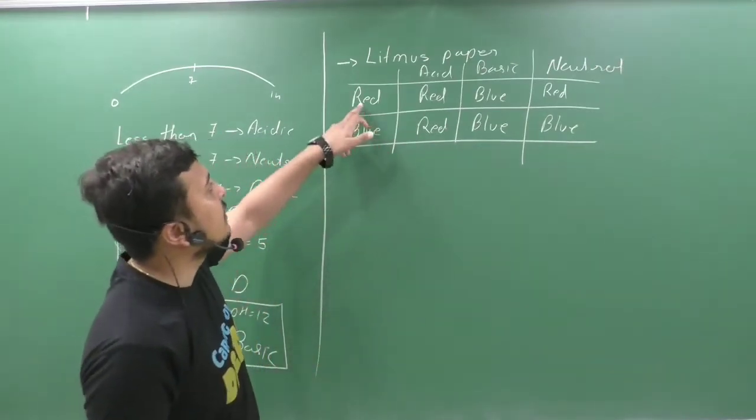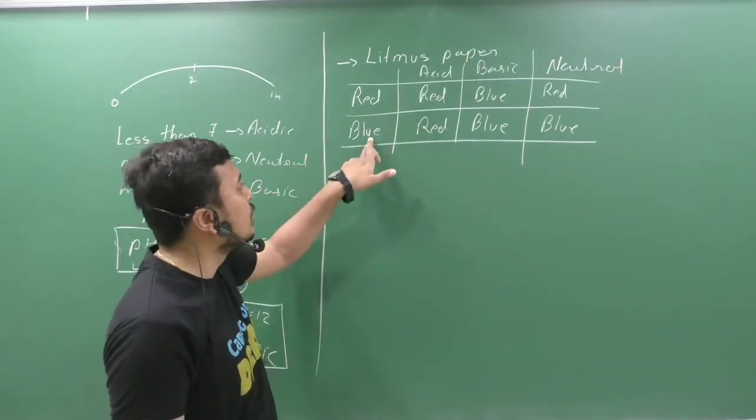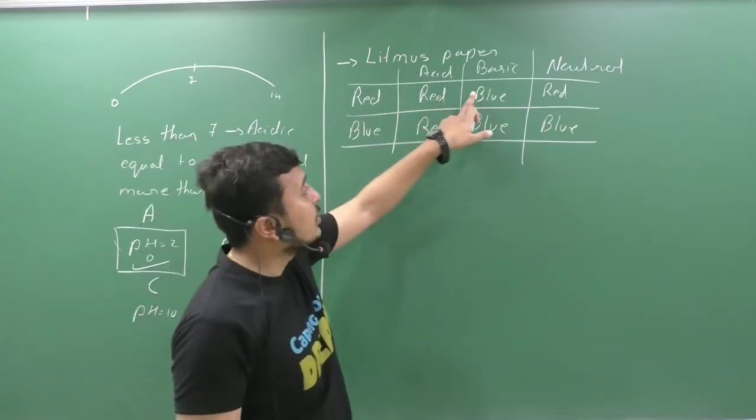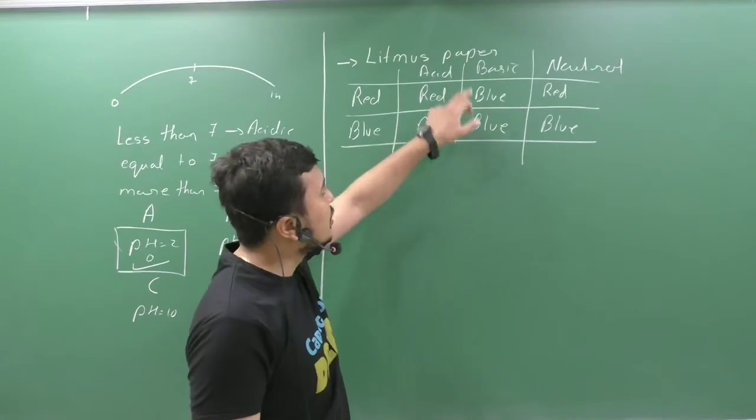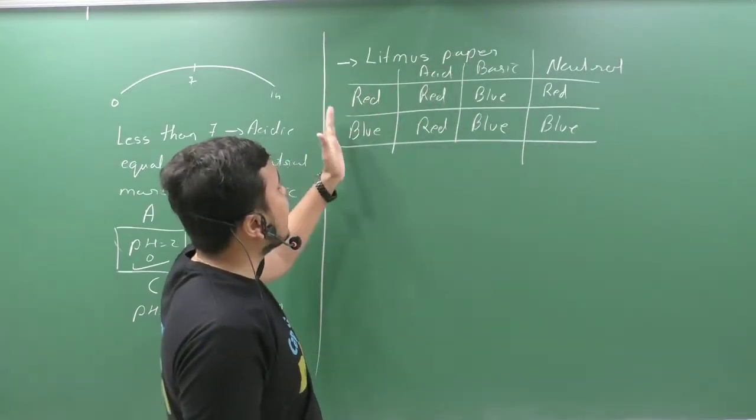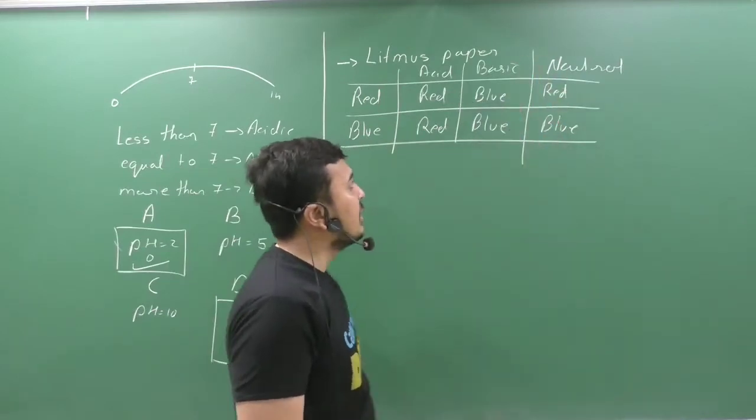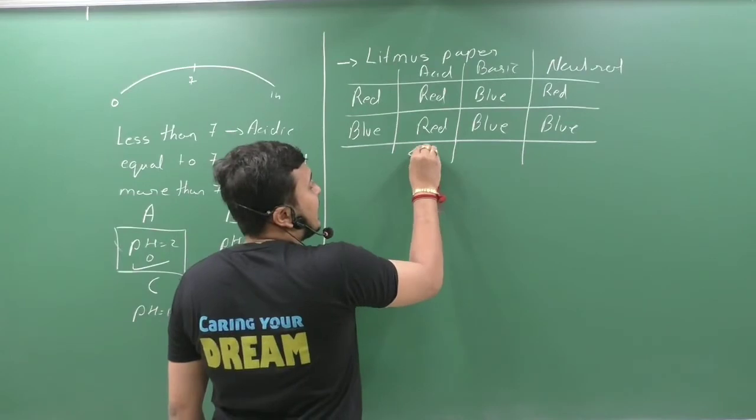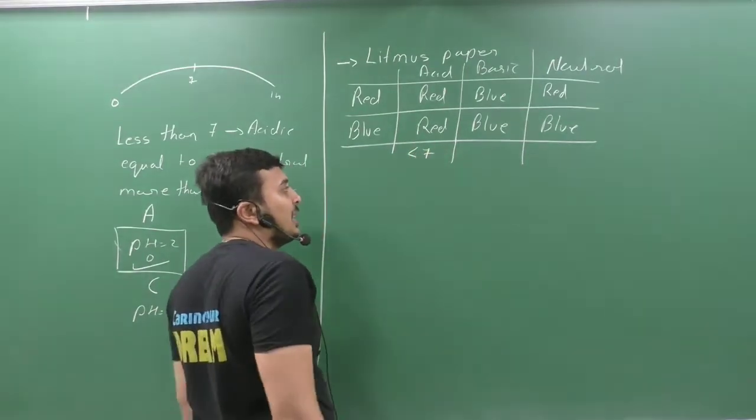We quite know that if the red litmus paper remains red and the blue turns red, then the solution will be acid. If the red litmus turns blue and the blue also remains blue, then it is a basic solution. But if there is no change in the red, nor any change in the blue, then the solution will be neutral. So here we can say that the solution has a pH less than 7.